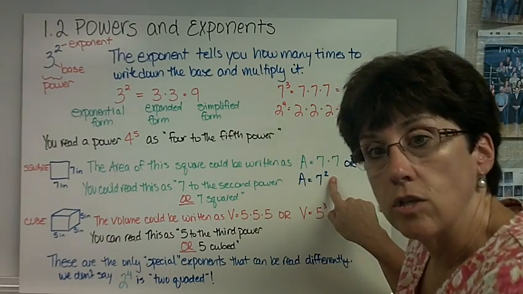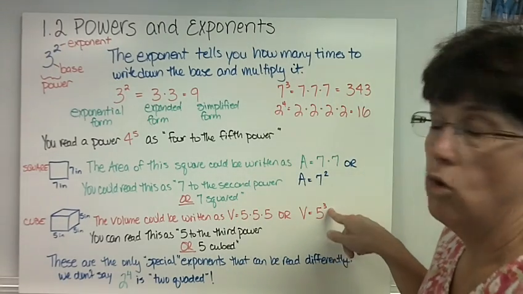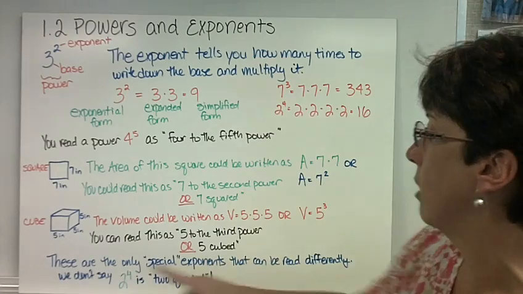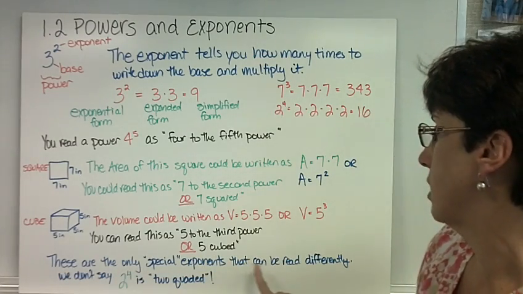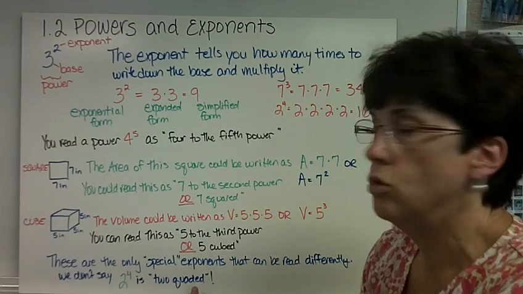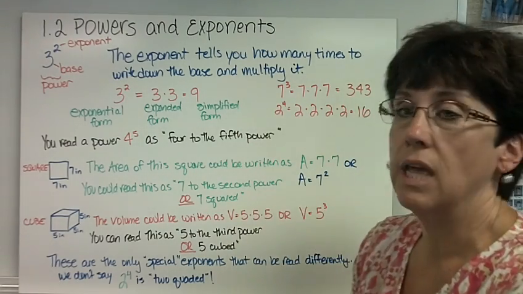So the second power can also be called squared. The third power can also be called cubed. Or you can just say to the third power. But you need to know if I say cubed what I'm talking about. These are the only special exponents that can be read differently. We don't say 2 to the fourth is 2 quadded. Okay? And that's pretty much it for powers and exponents.